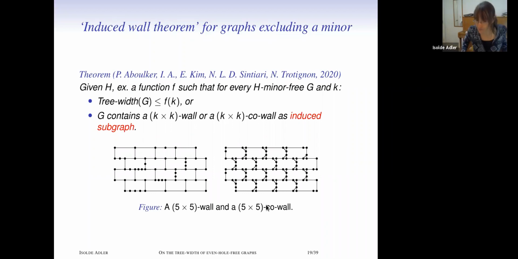Okay, so here's the induced wall theorem for graphs excluding a minor that we use on the way for our proof. It says the following. Given a graph H, there exists a function f such that for every H-minor-free graph G and every K, either the tree width of G is bounded by f of K, or G contains a K by K wall or a K by K co-wall as an induced subgraph. Either small tree width or one of these two.